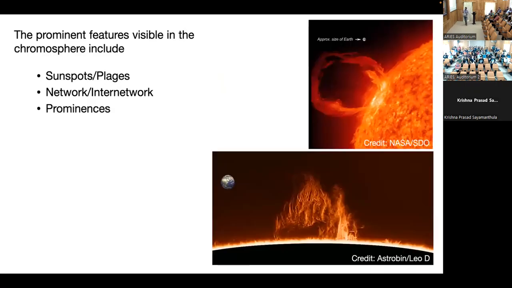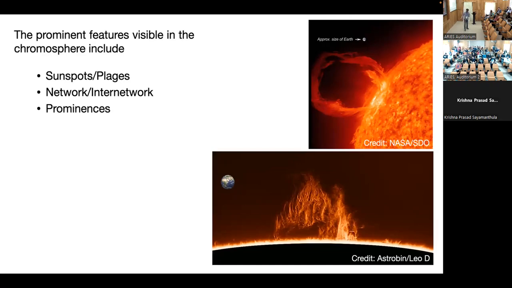So in the chromosphere, another feature you will see when you look at the limb is these so-called prominences. They are bright structures which you saw in the eclipse image as well previously. These are bright structures at the limb. So again, you can see the Earth scale here. These are the bright suspended structures. This is essentially suspended cool plasma in the solar atmosphere.